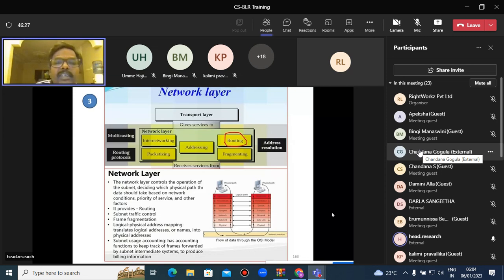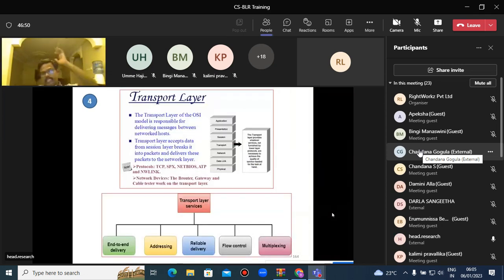Transport layer gives services to, see here, network layer: multicasting, routing protocols, internetworking, packetizing, addressing, receive services from routing, fragmenting, and address resolution. This is about network layer. Then transport layer.